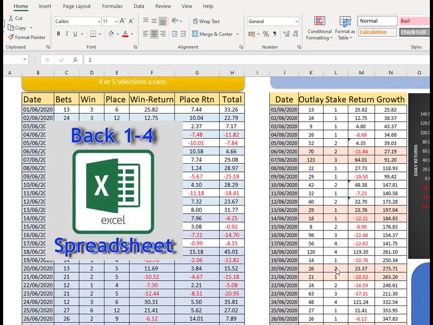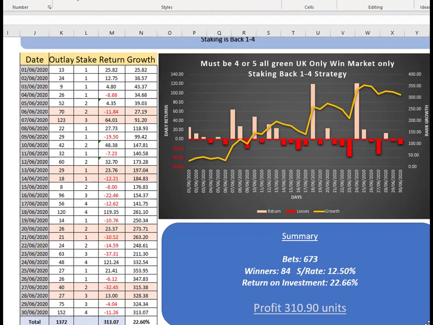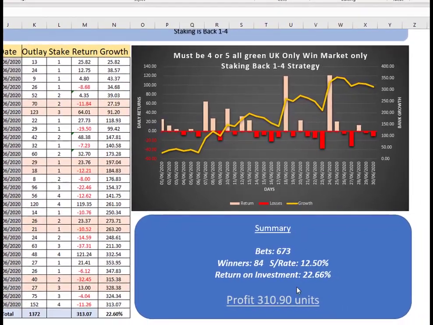So if race 1 loses, in race 2 you use 2 units, and if race 2 loses, race 3 you use 3 units. Keep in mind though, it stops at 4, but by using it daily, that's how we've created this chart that you see over here. We only change the staking at the end of the day.